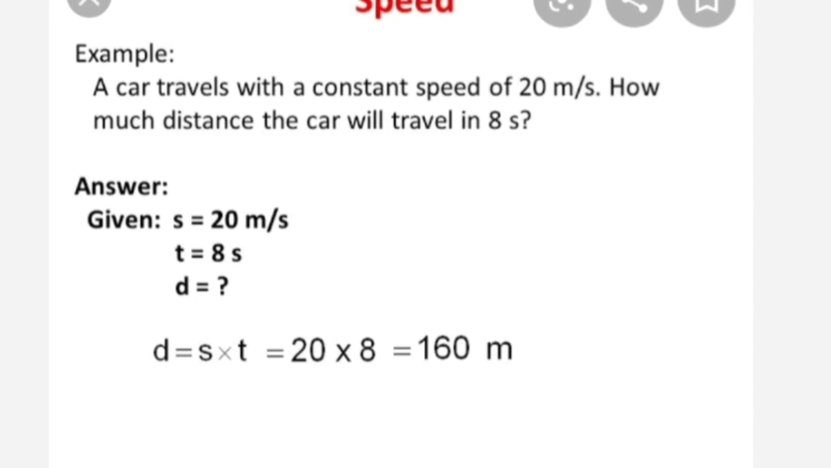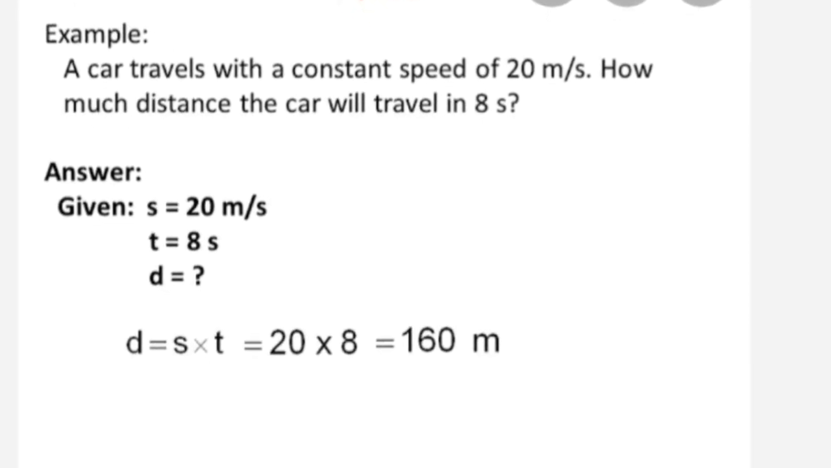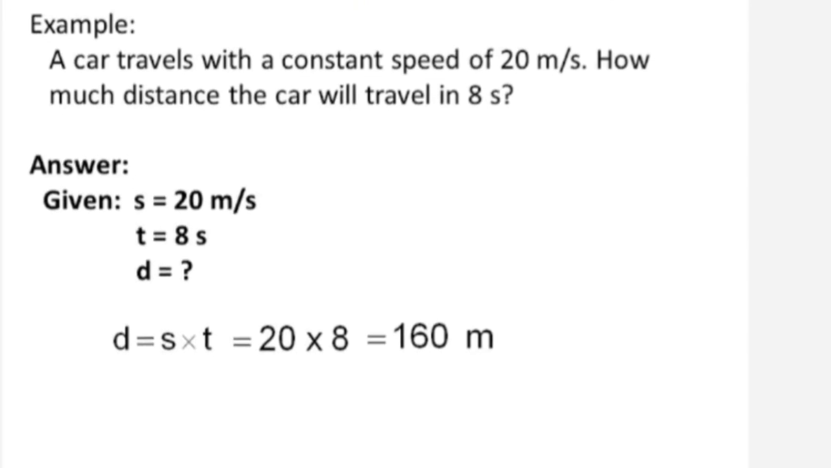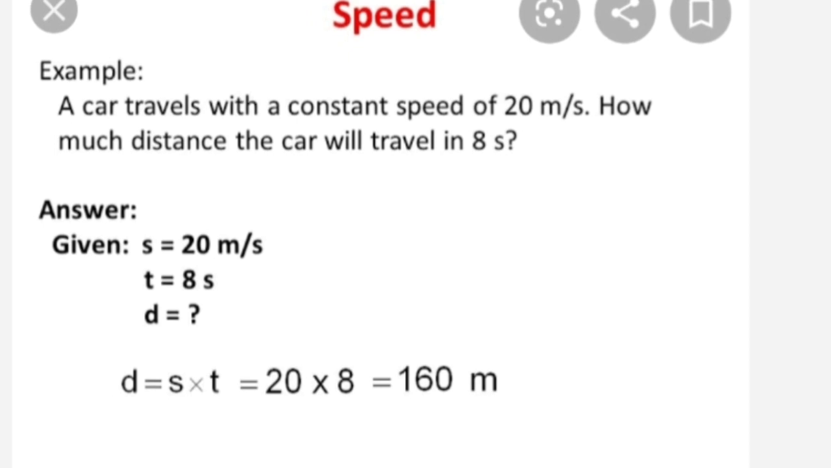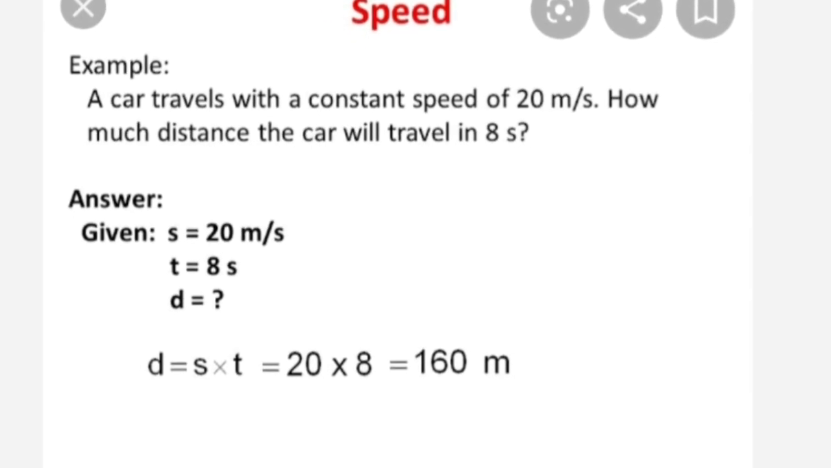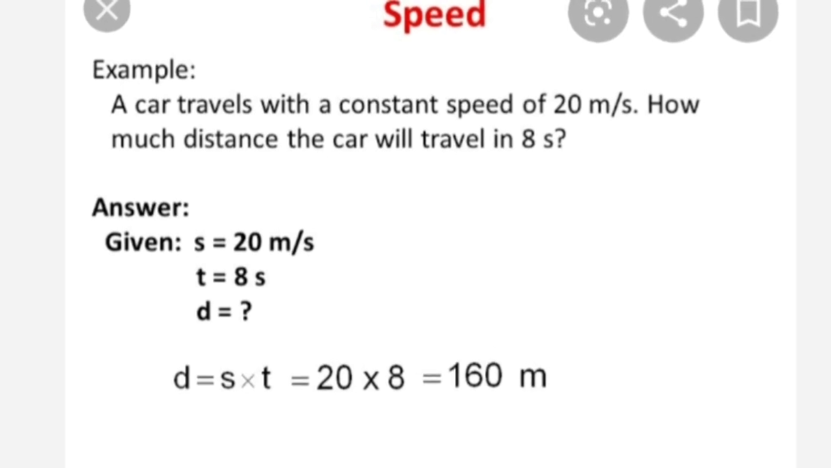Given here are some of the solved examples of numericals on speed and average speed. First example, the car travels with a constant speed of 20 meter per second. How much distance the car will travel in 8 seconds?